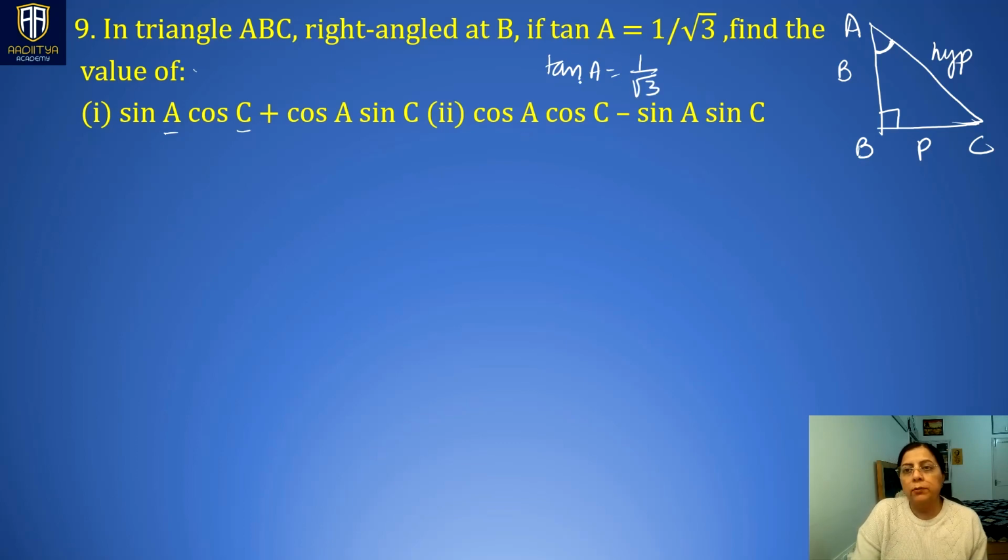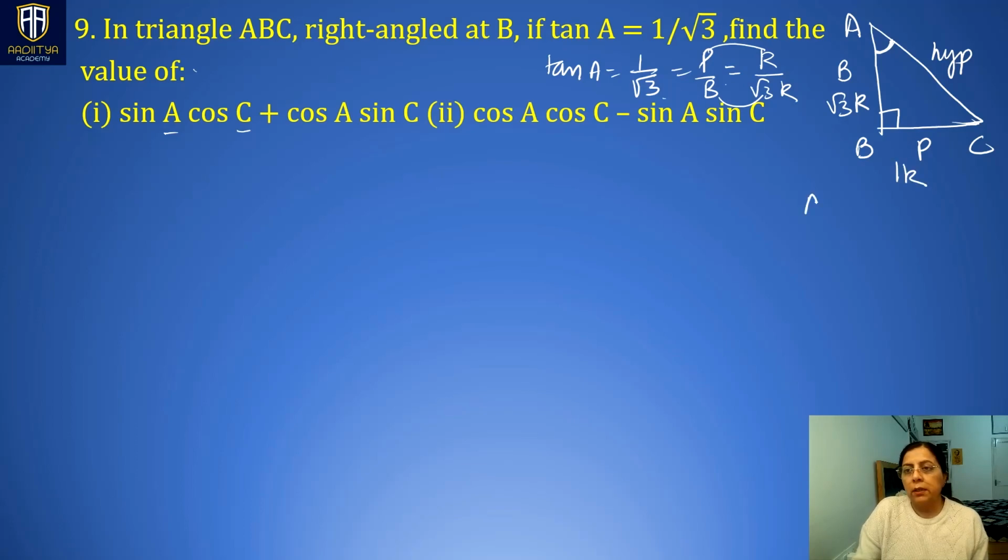So what can I do about this? Tan A is P upon B. So if I fix the ratios, let this be K. Let this perpendicular become K and this root 3 becomes root 3K. Base is root 3K and perpendicular is 1K.